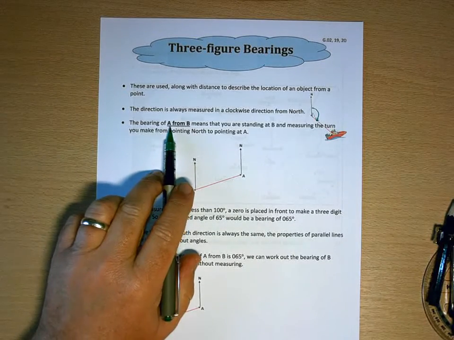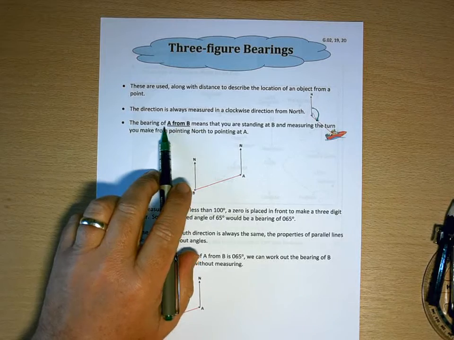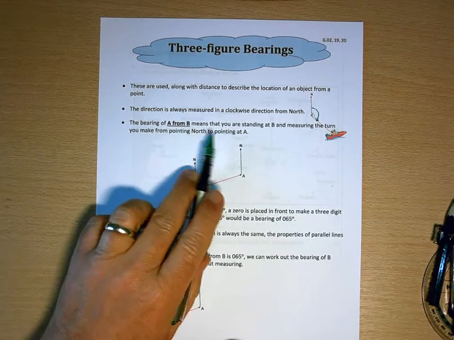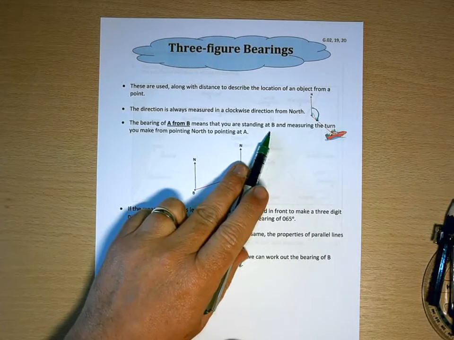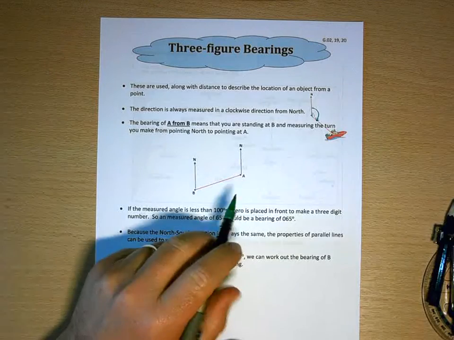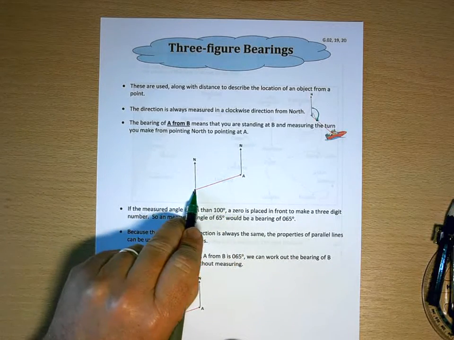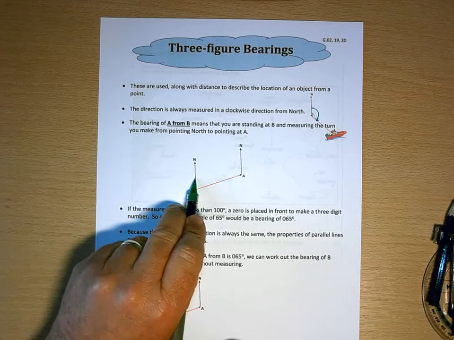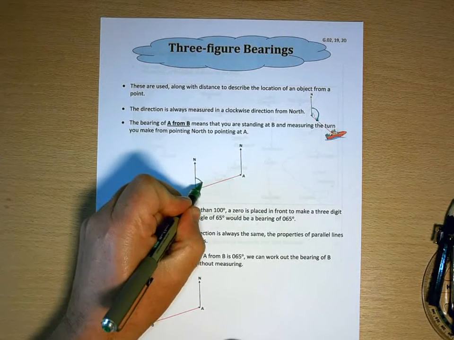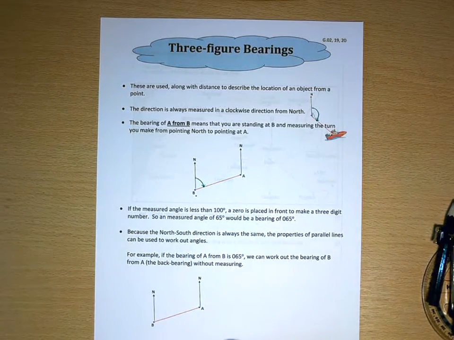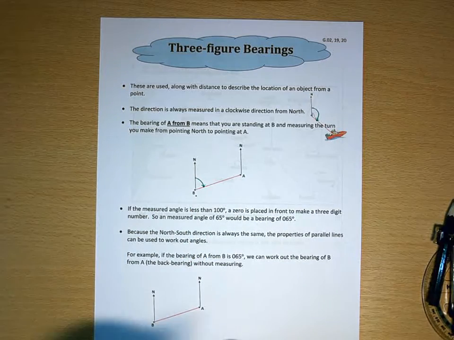You also need to be clear with the language. If we're saying it's a bearing of A from B, it means that you are actually standing at B and measuring the turn you make from pointing north to pointing at A. So the bearing of A from B means I'm here at B, I'm looking north and then I'm turning until I'm looking at A, and that turn is my bearing.